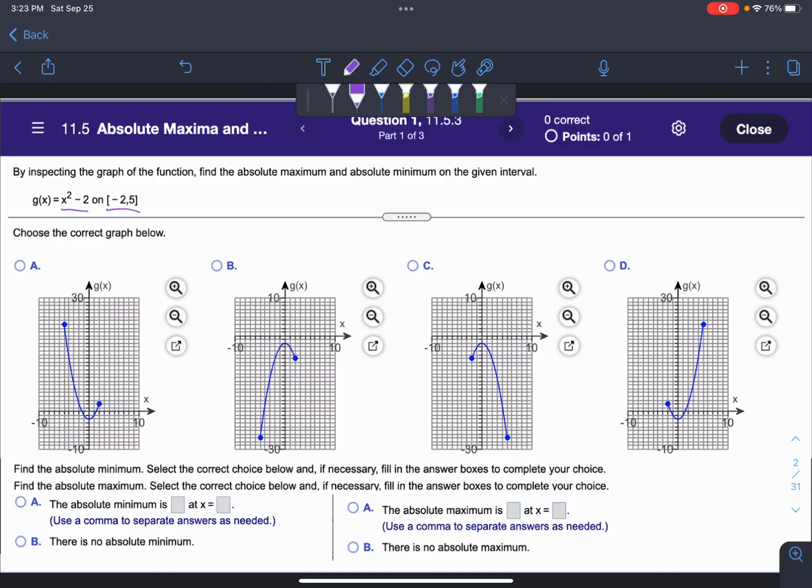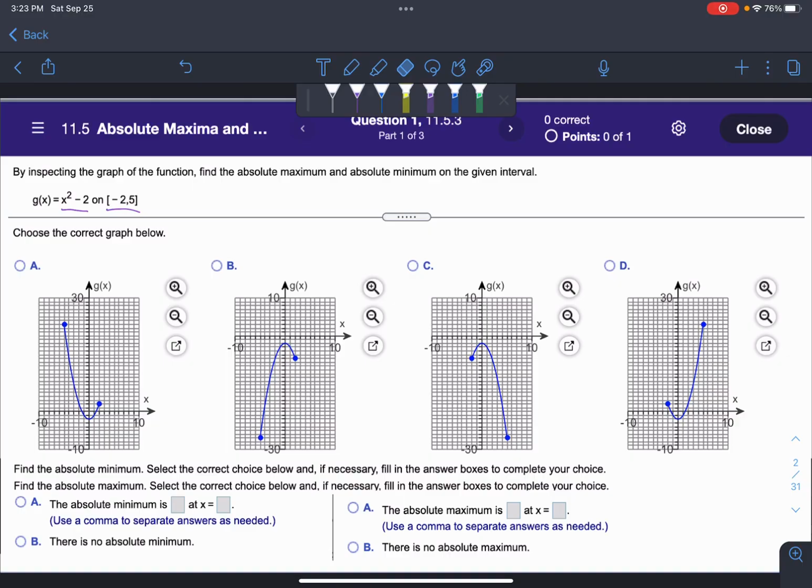Just looking at these graphs, in general, you will have absolute max and absolute mins. That means the highest and the lowest part of the graph on this interval. This will either occur at one of the endpoints, or perhaps both, or somewhere on the interior, somewhere in the middle. And that's what we're trying to find out in the second half of this question.